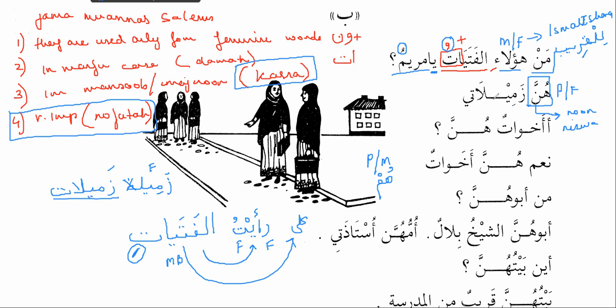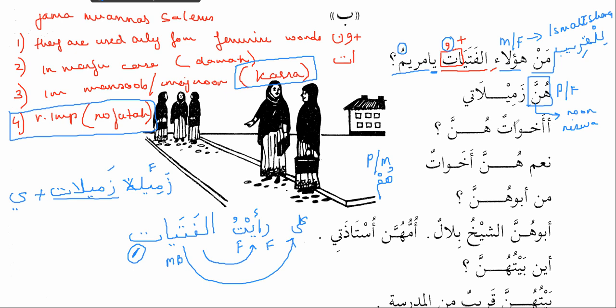But what's happening here? And you want to say my friends, my female friends. So attaching a ya mutakallim at the end. So you will attach a ya with the ta. So it becomes zamilati, my female friends. They are my female friends.